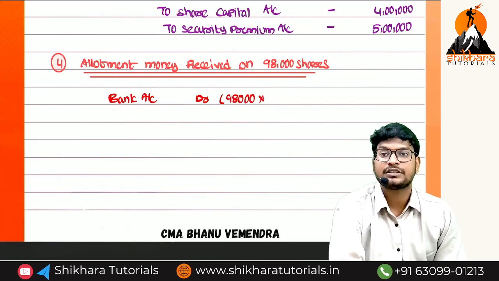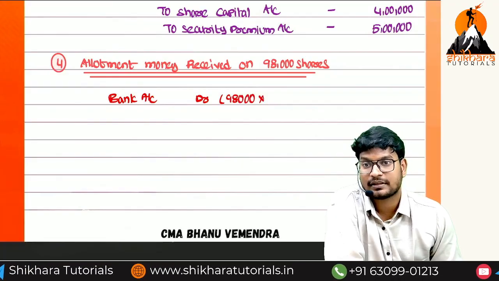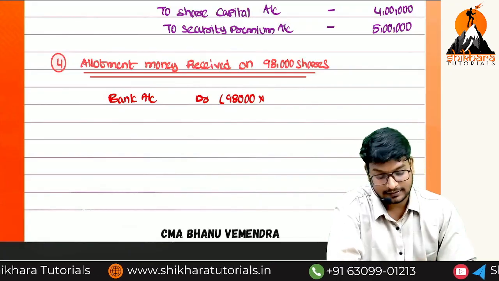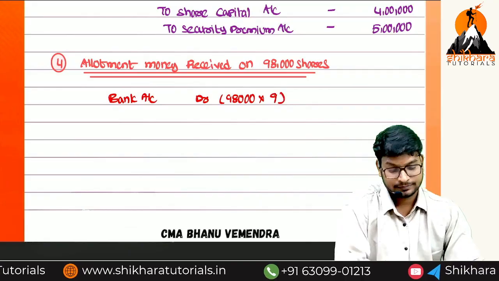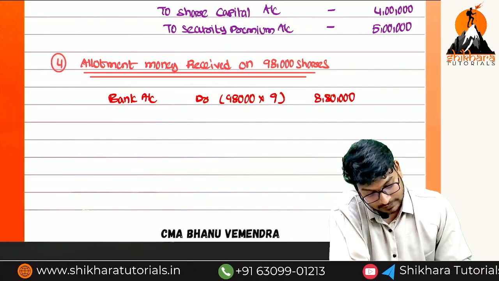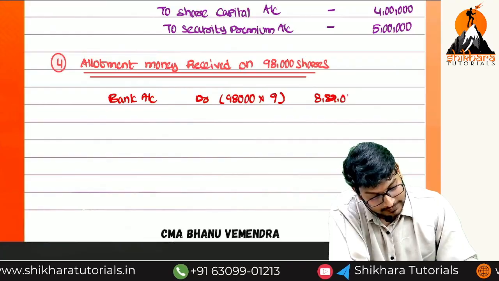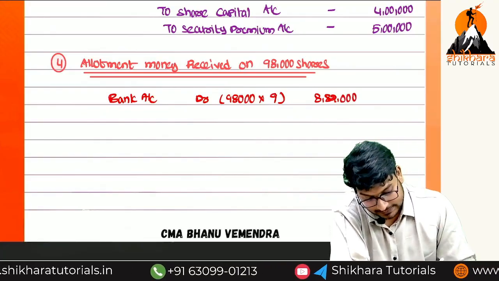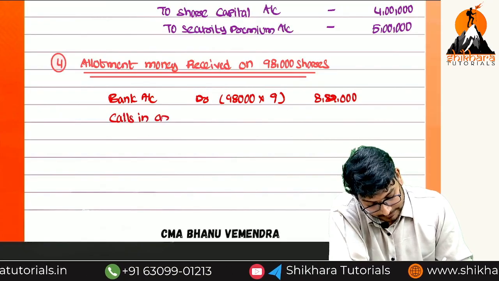98,000 into how much we have collected? 9 rupees or 5 rupees or 4 rupees? 9 rupees we have collected. So 98,000 into 9, that is equal to how much? 8 lakhs 82,000. And next, calls in arrears.